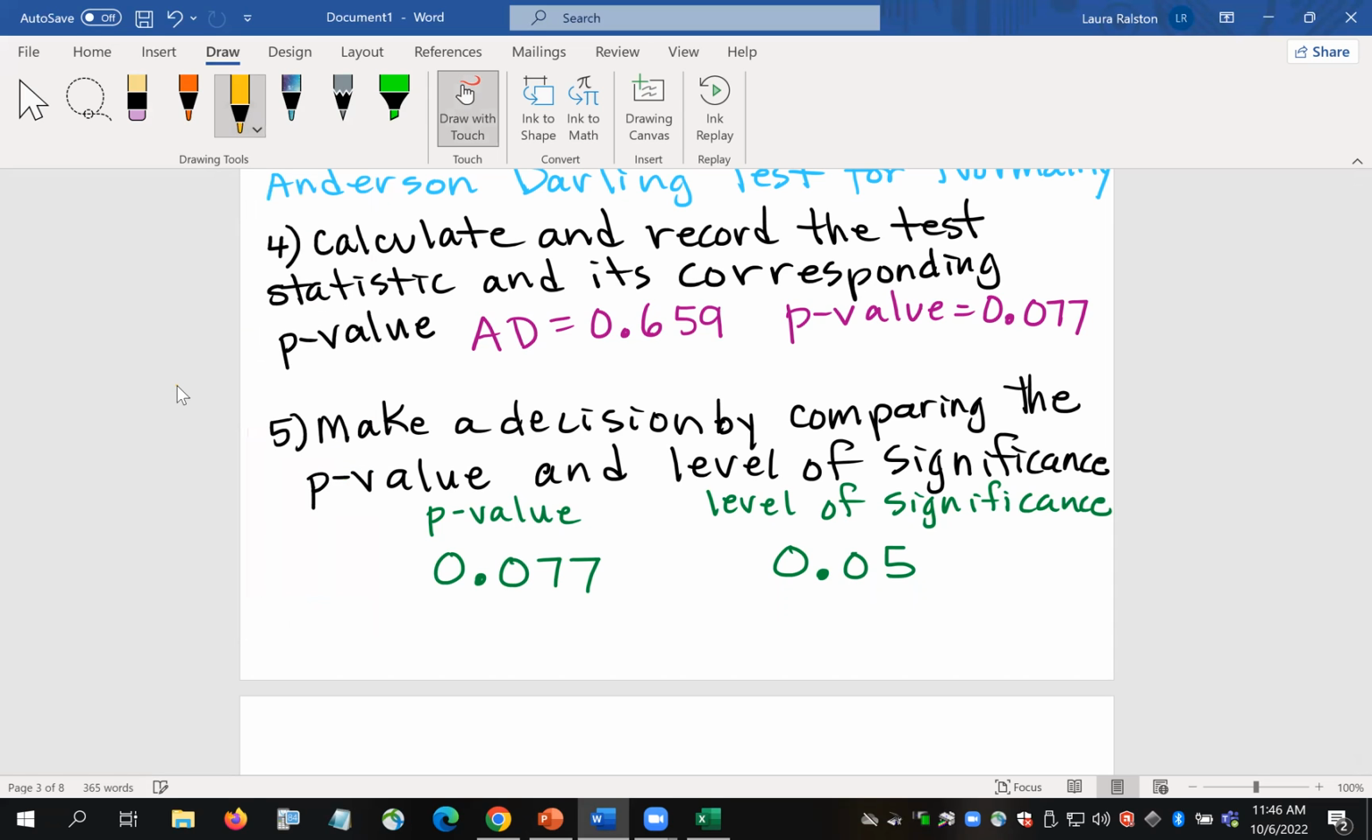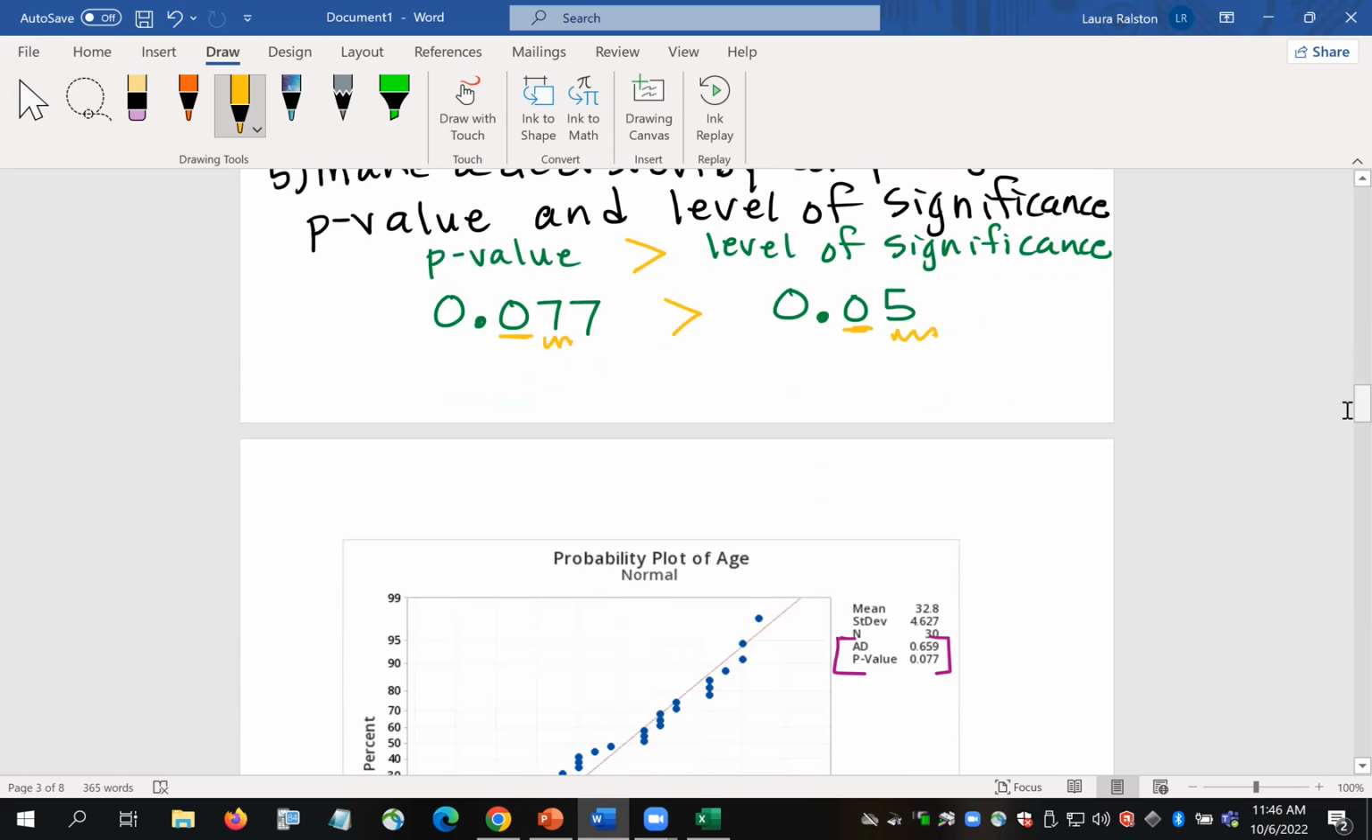Again, the easiest thing to do here is to compare digit for digit. So the first digit after the decimal is 0. The second digit after the decimal for the p-value is a 7. For the level of significance is a 5. 7 is greater than 5, so the p-value is greater than the level of significance. We are told if the p-value is greater than the level of significance, we fail to reject the null.